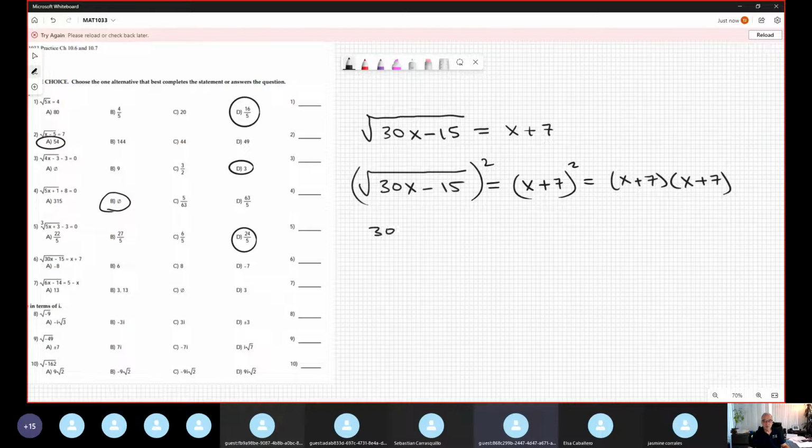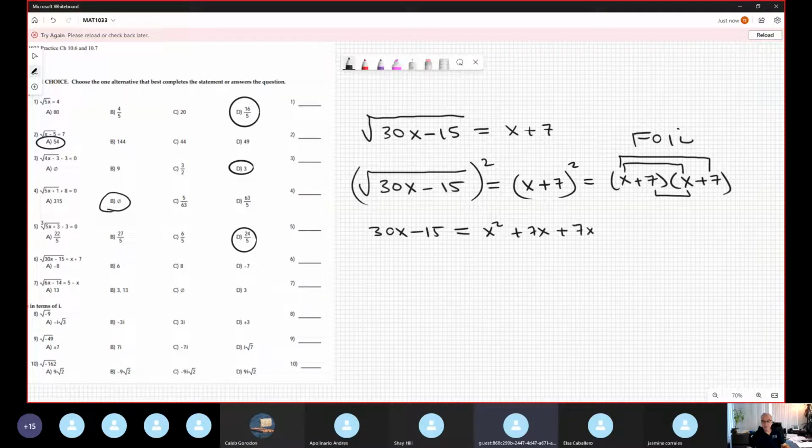We have 30x minus 15 without radical. And here you FOIL. X times x, x squared. X times 7, 7x. 7 times x, 7x again. And 7 times 7 is 49. Wow. So in this moment, I realize that we need to solve a quadratic equation. And the clue that it is quadratic is because this is 2.